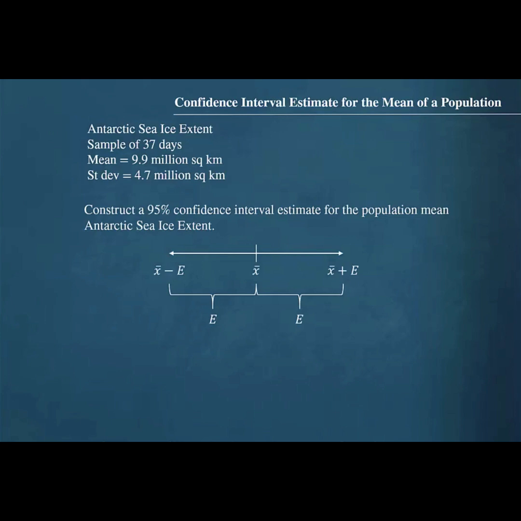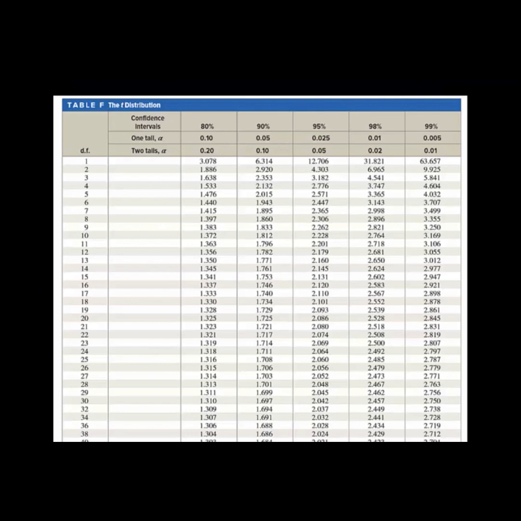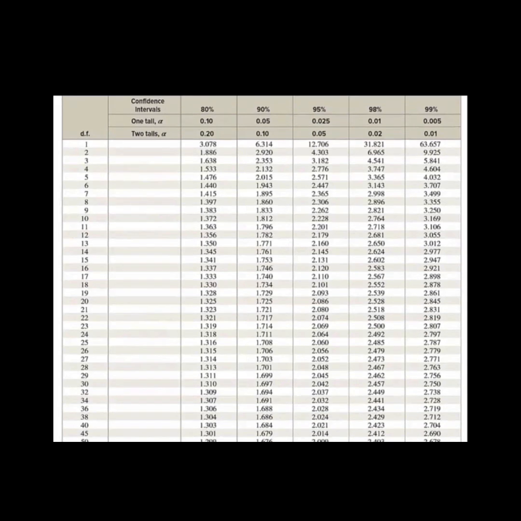So let's calculate the margin of error, then add it and subtract it from the sample mean. Recall that the calculation of the margin of error requires the use of a value from the t-distribution. Our confidence level is to be 95%. The number of degrees of freedom will be 1 less than the sample size, so 37 minus 1, or 36. So let's examine the table and look across the top row for the 95% confidence level. So this is the column that we will use to get our t-value from.